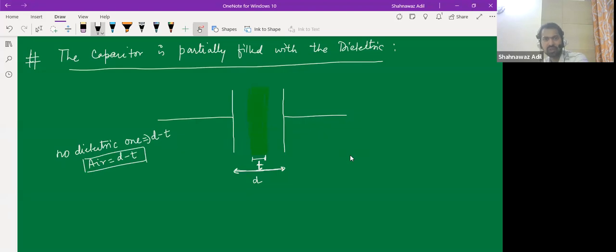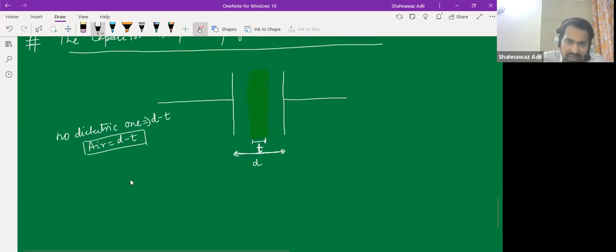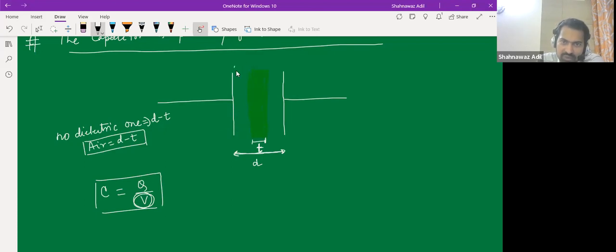What do we know? We have to calculate the capacitance, and capacitance is simply Q by V. So we have to calculate the potential between these two plates. Clear? So how much would this be? Potential would be E, right?